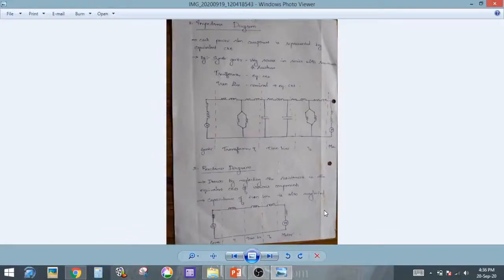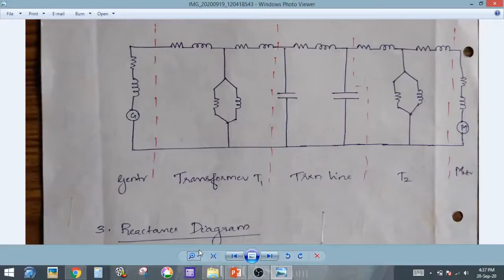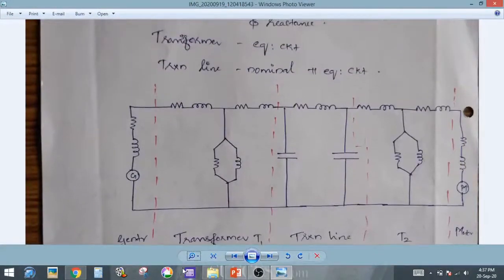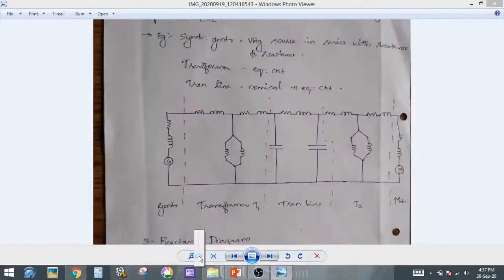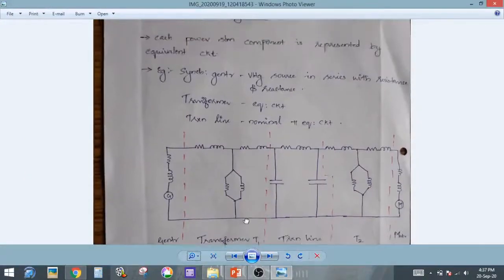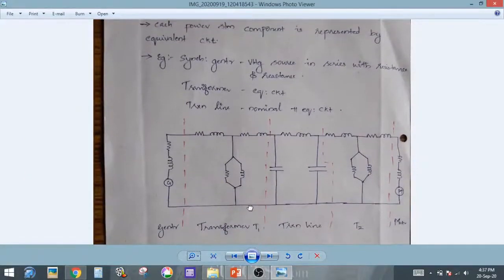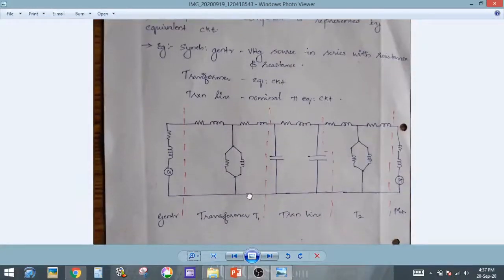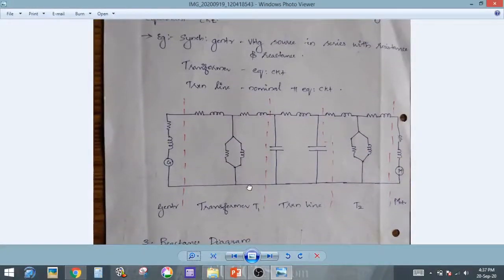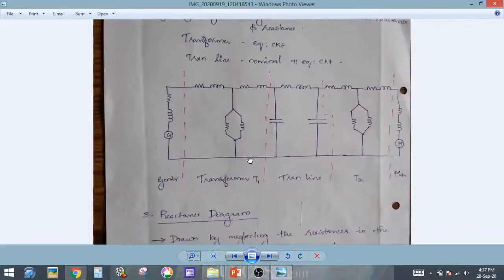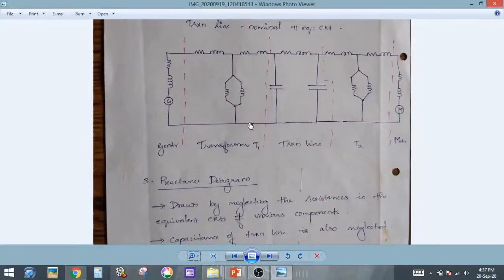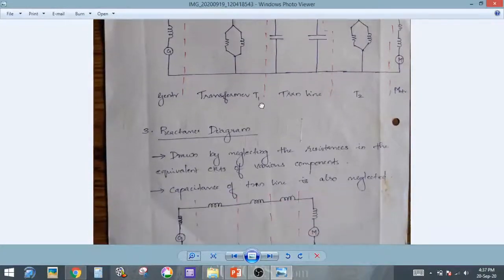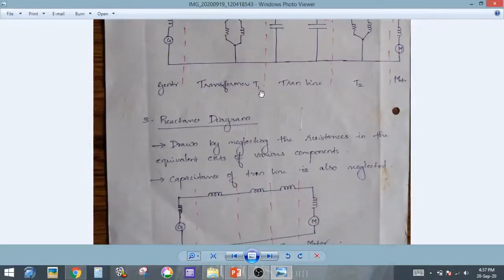Next is the impedance diagram. Each power system component is represented by its equivalent circuit. For a synchronous generator, voltage source in series with resistance and reactance. Transformer is represented by the equivalent circuit, and transmission line by nominal pi or nominal T equivalent circuit. So simply, if we draw the equivalent circuit from the single line diagram, we will get the impedance diagram. And the third diagram is the reactance diagram.